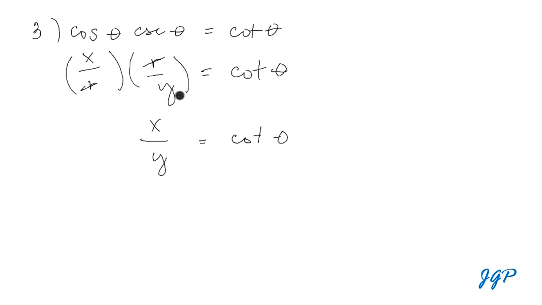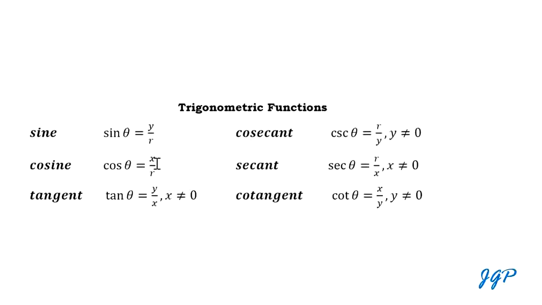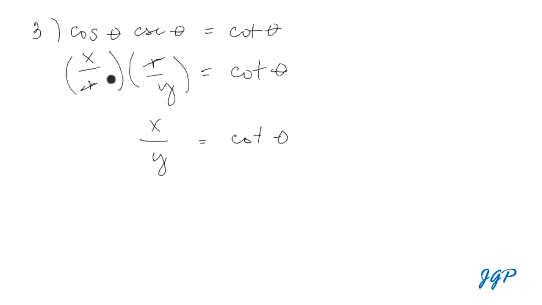And if you look at x over y, ito yung cotangent theta. So we have cotangent theta is equal to cotangent theta. We have now a true statement.